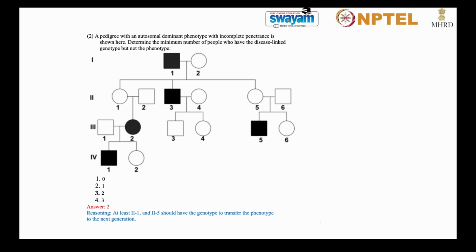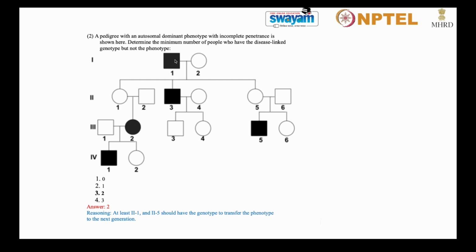Okay, so see the pedigree, its correct answer was option 3, that is 2. Here they are saying that the minimum number of people who have the disease-linked genotype but not the phenotype is 2. So now you're confused about why its answer is 2. In the question which I solved, we had only 3 generations. Here they have added one more generation, that is generation 4.